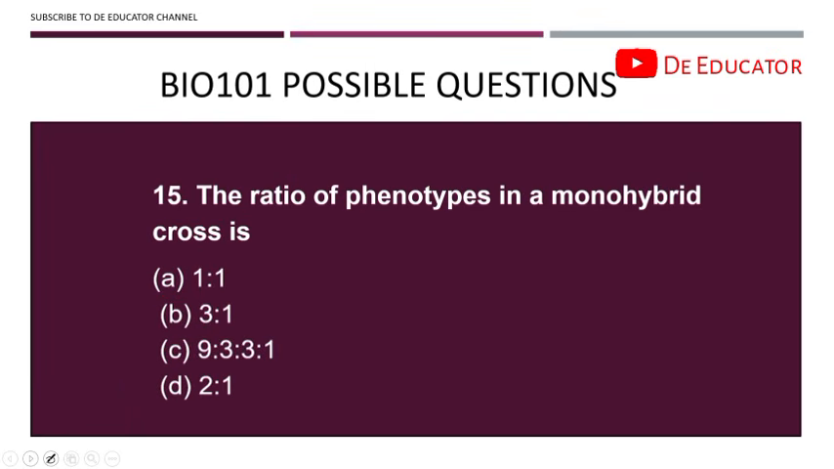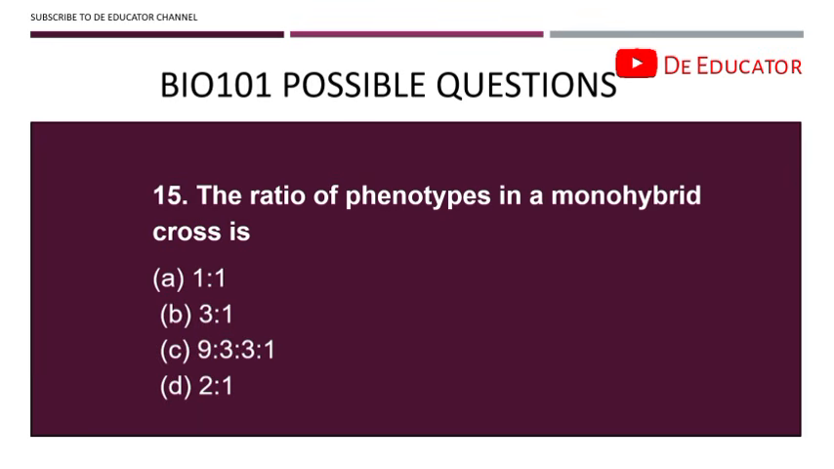The ratio of phenotype in monohybrid cross is dash. Please take note. All of these ratios can be correct. 1/1 can be correct. 3/1 can be correct. 9/3/3/1 can also be correct. 2/1 can also be correct.